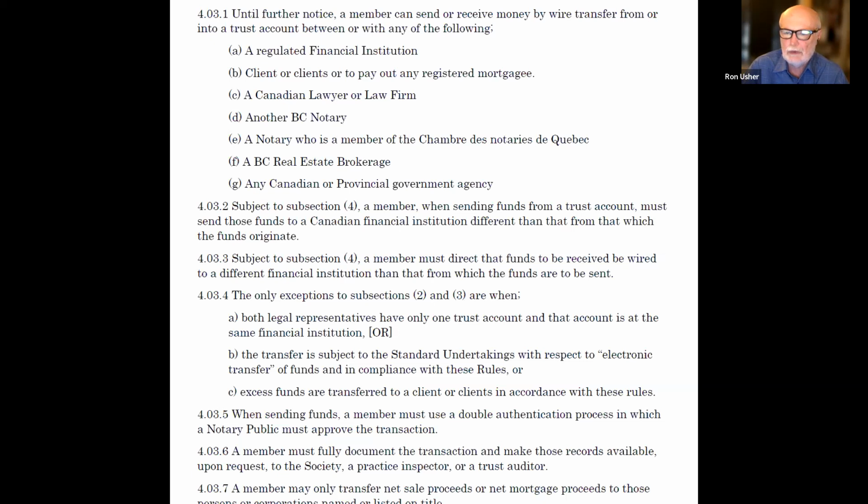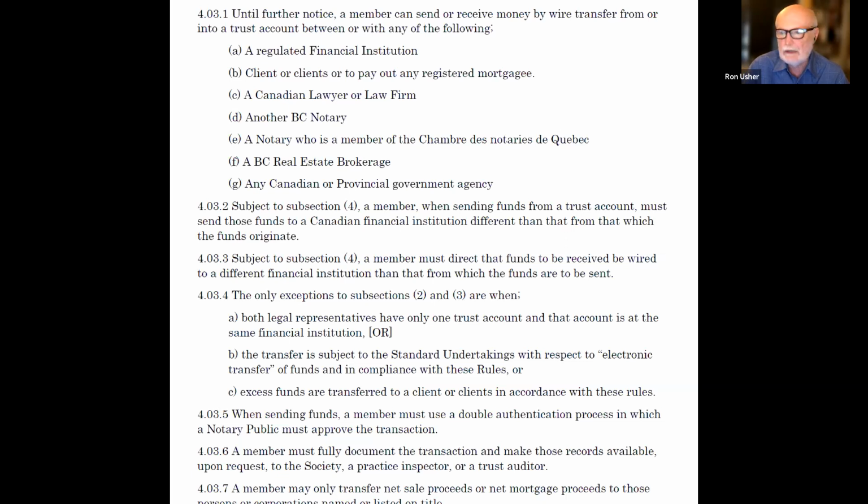that you go between two different banks, and they're listed in 4. There's 3 exceptions, and they are ors. The language I've added the or there. You only need to meet one of these rules. For example, both of you only have an account at the same bank, or it's a transfer subject to the standard undertakings regarding electronic transfer, and we'll look at that.